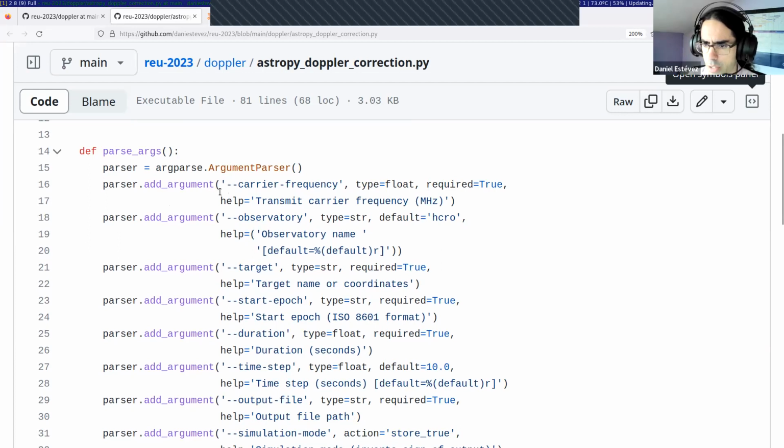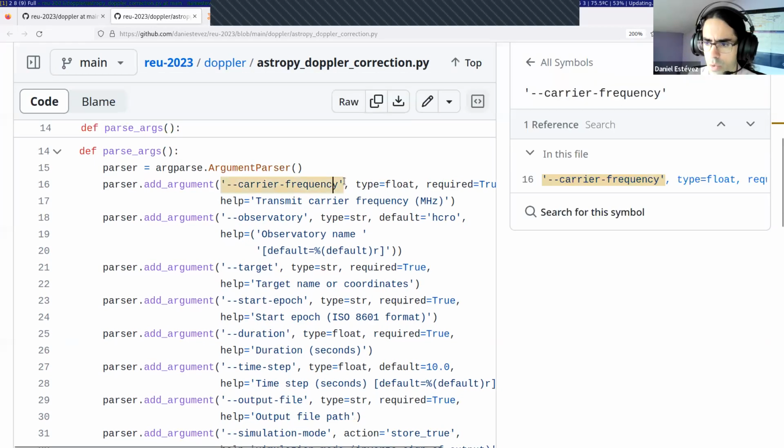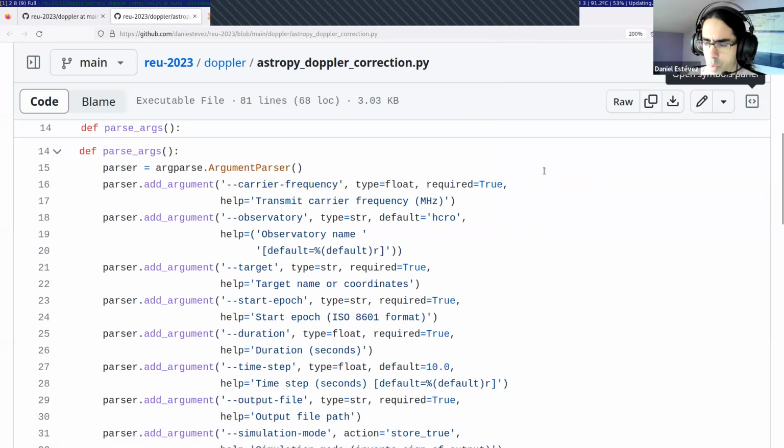So, okay, we have a bunch of command line parameters to specify what we want to do with the script. Basically, we need a carrier frequency. As you know, the Doppler is proportional to the carrier frequency. So if you have a higher frequency, then the Doppler shift will be higher. So we need to specify the carrier frequency.